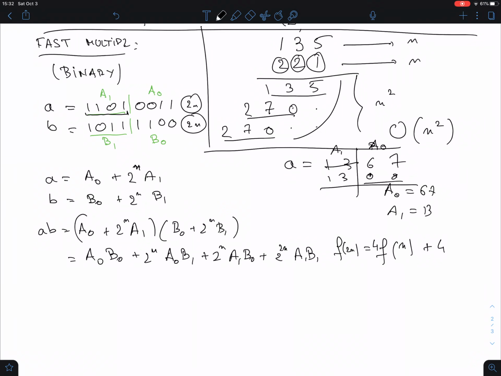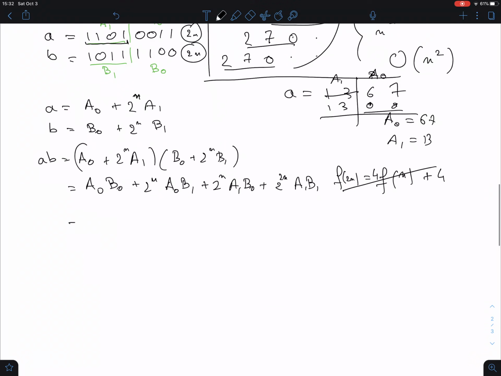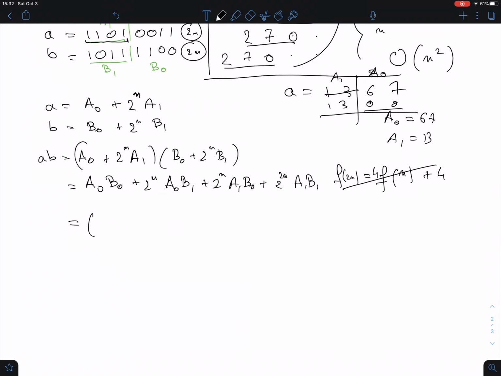But we can do better. Let me show you how we can do better. This is also equal to, and this is something that I'm copying from the textbook, if you work this out, you will see that what I'm writing down now is the same expression as before.